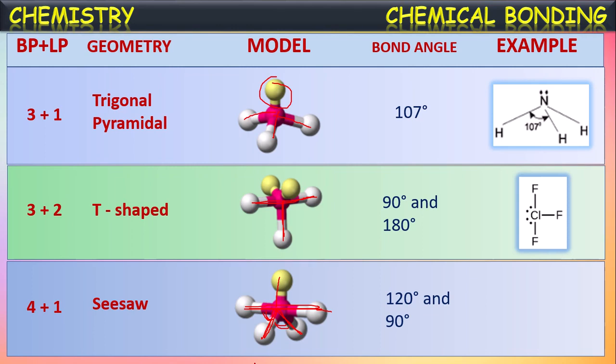And the example for molecules having this seesaw geometry is SF4, sulfur tetrafluoride. In this molecule, the central atom sulfur has 4 bond pairs and 1 lone pair of electrons on it. So it acquires a seesaw shape. See here, it is a seesaw with a stand, isn't it? It is said to be seesaw geometry.